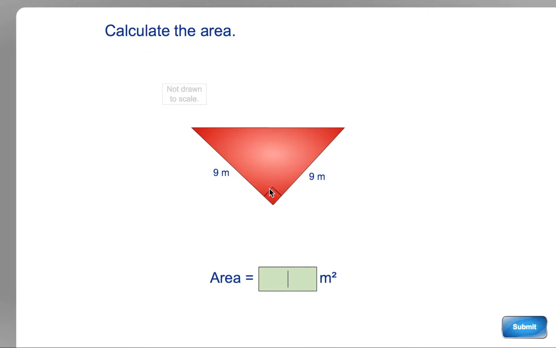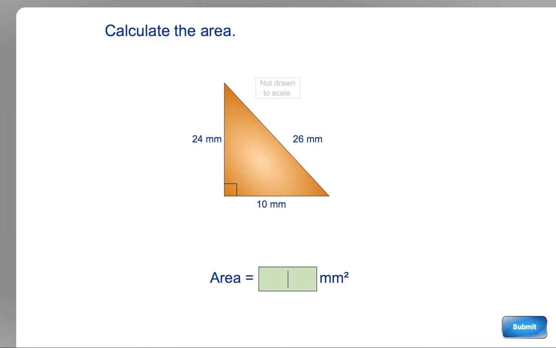This one is 9 by 9. It's a square. Imagine a square piece of paper. 9 by 9 is 81, because 9 times 9 is 81. But we've got half of that, because it's a triangle. Half of 81 is 40.5. Okay, that's all there is to it.